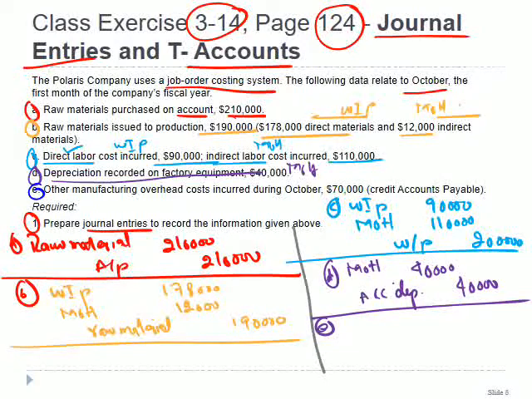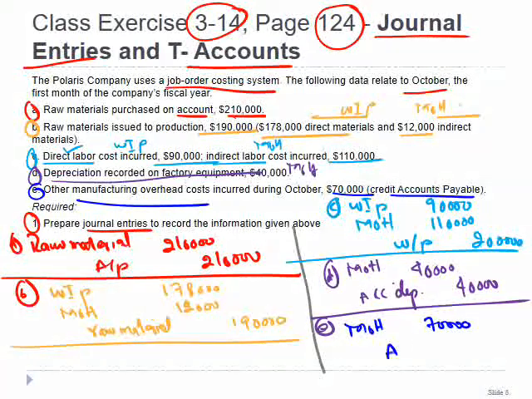E part, that is other manufacturing overhead 70,000 credit to accounts payable. So we have manufacturing overhead 70,000, and the question mentioned itself that accounts payable is the credit side, which is 70,000. So let's move to the next slide for the other parts of this question.